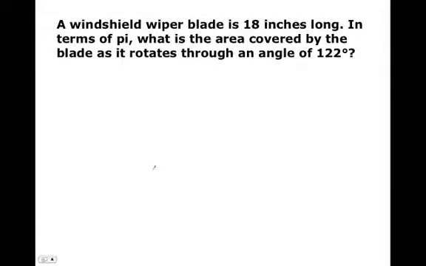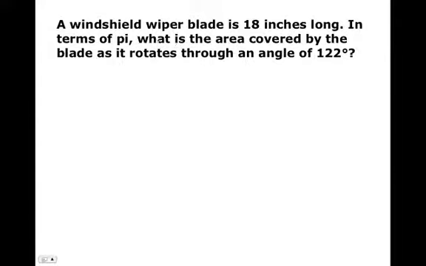Let's take a look at a scenario. Say we have a windshield wiper blade that's 18 inches long. In terms of pi, what is the area covered by the blade as it rotates through an angle of 122 degrees? Car manufacturers need to know this information so they know how to get the optimum area of the windshield covered for when it rains, for safety of the driver.